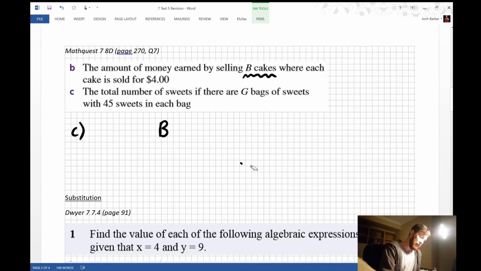Now, the amount of money earned, well, if each of those B cakes is $4 each, the amount of money that you're going to take in is whatever B is, so the amount of cakes that you sell, multiplied by 4. So then if you sold 4 cakes, you would have made 4 times $4, which is 16. If you sold 10 cakes, you'd make 10 times $4, which would be 40.